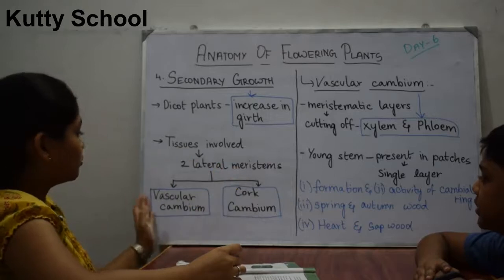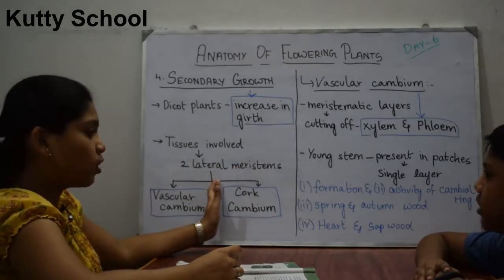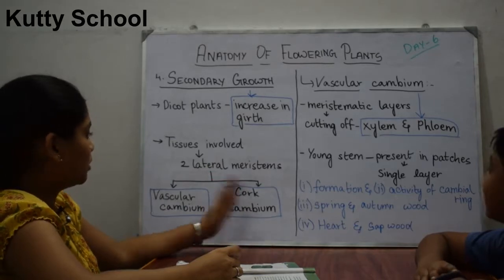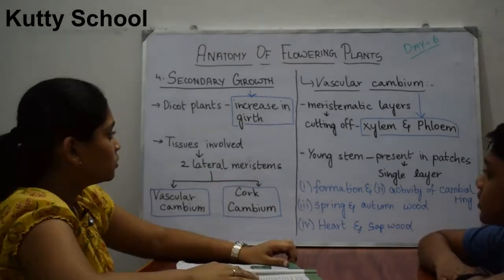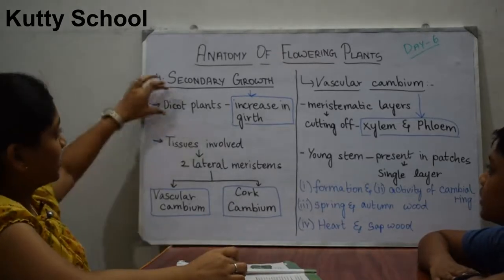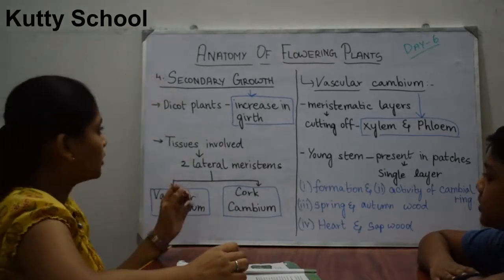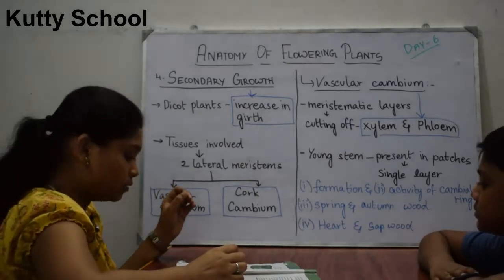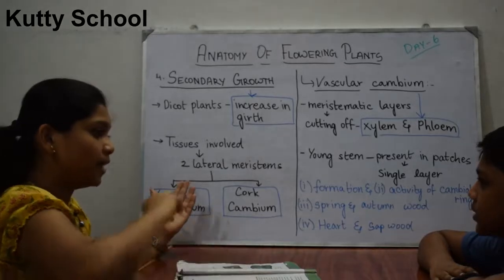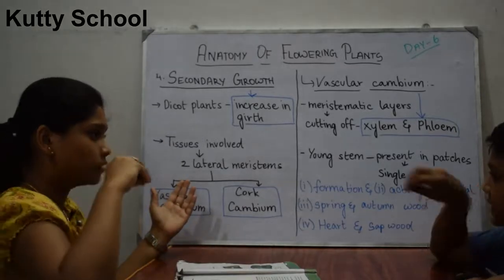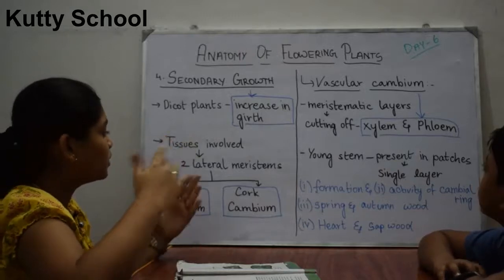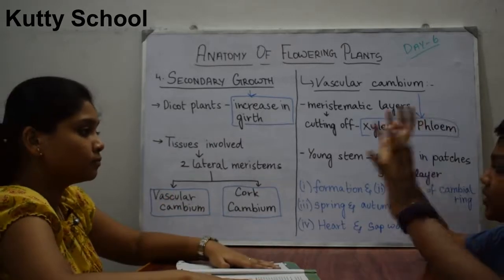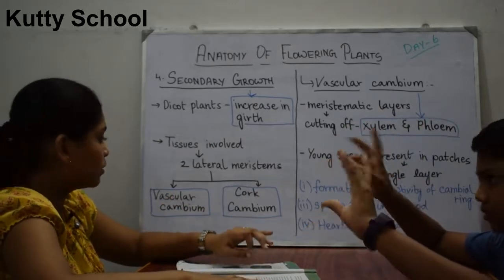The first one is vascular cambium, and the second one is cork cambium. Here, first we are going to discuss vascular cambium. In young stems, these lateral meristems will be like patches. They will be very small patches. When they mature, they become enlarged and grow into vascular cambium and cork cambium.